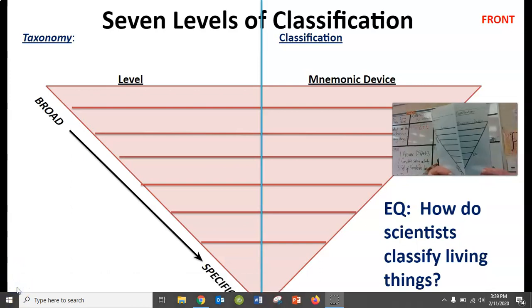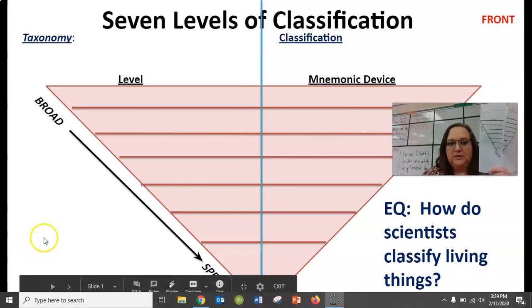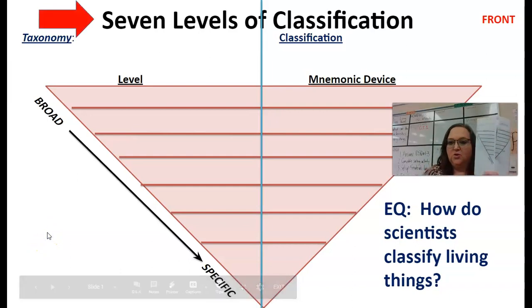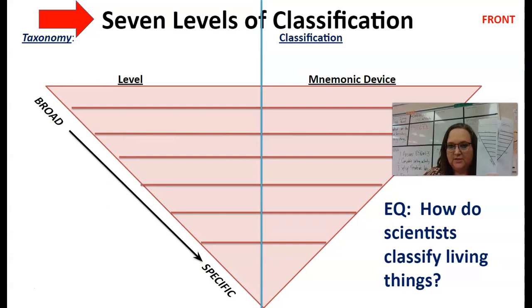Okay, so now you have the front of your foldable, you have the back of your foldable, and then this would be the inside of your foldable. We're going to start on the front. So the very first thing that you need to write down is the title. So 7 levels of classification, you'll write that across the top on the front.